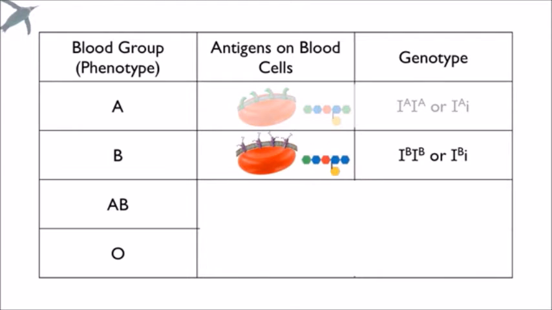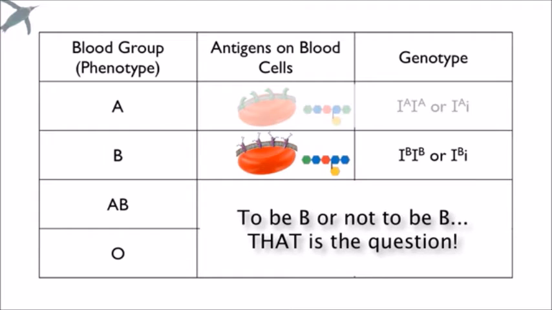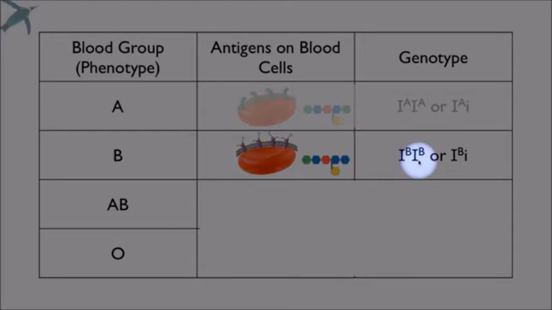Same thing is true for people who are blood type B. There are two ways to be B. You can be homozygous for B because both parents gave you the information to make B sprinkles.